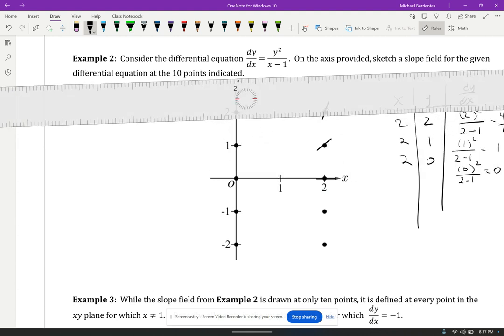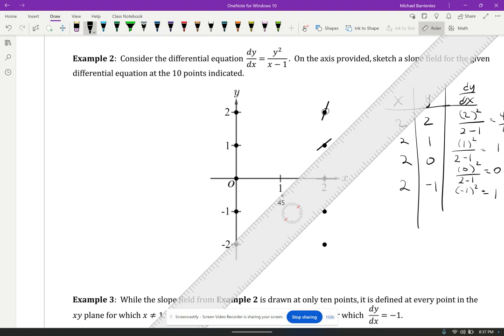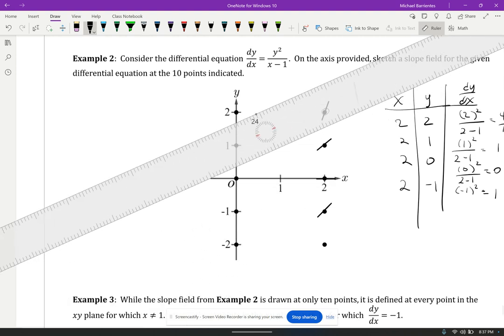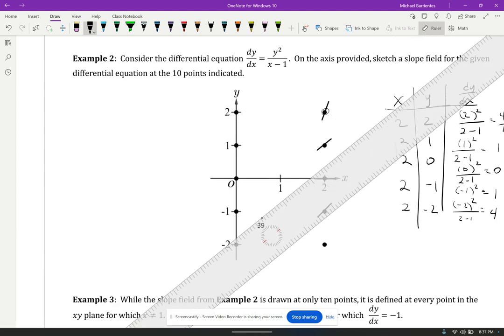And then keep going. x equals 2, y equals negative 1. But remember what we said. The bottom is always going to be 1. So this is just 1. And then at the next one, 2, negative 2, y squared over x minus 1, but that's just 1. So that's 4. And that gets me back to.